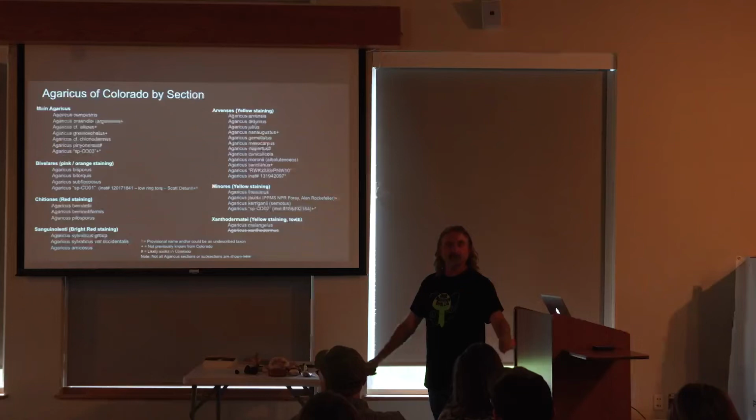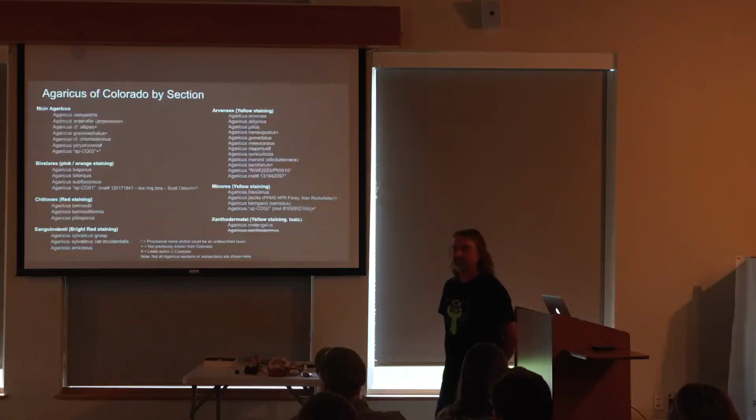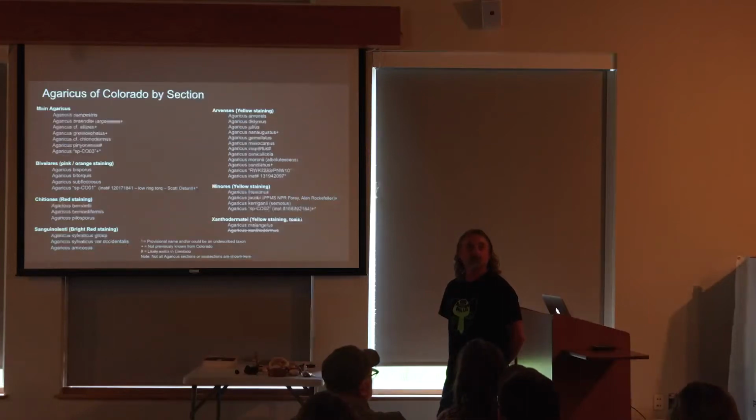So all of the other yellow staining arvenses are edible? Correct. Nice. Jessica, do you have a question? I was gonna say, it's a dumb question, but are there xanthodermis that they call xanthodermis at Denver that we have to check? They called it xanthodermis, and it's Malangellus. They resequenced it now and it's Malangellus?